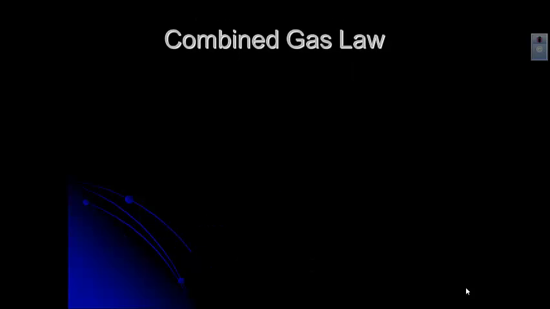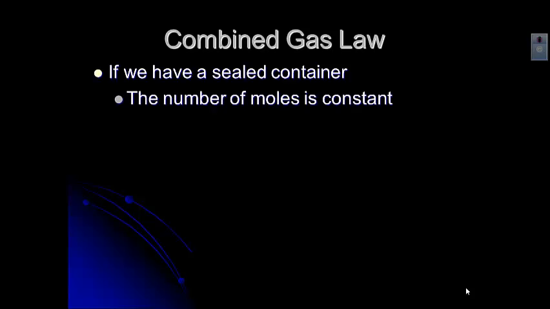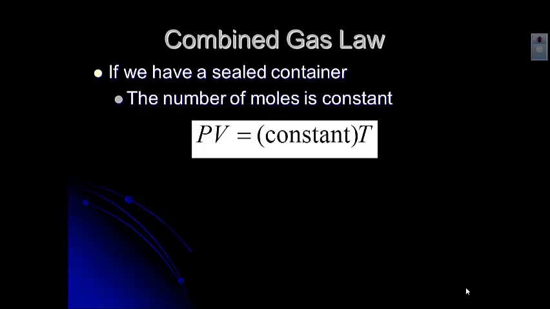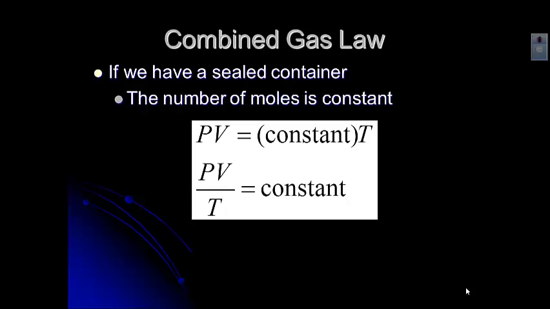The other equation that we use is the combined gas law. If we have a sealed container, we know that the number of moles of gas is constant. And so PV is equal to some new constant times T. R is not part of it. If we get that constant by itself, it's PV over T. And no matter what we do to a gas, that ratio will remain consistent.